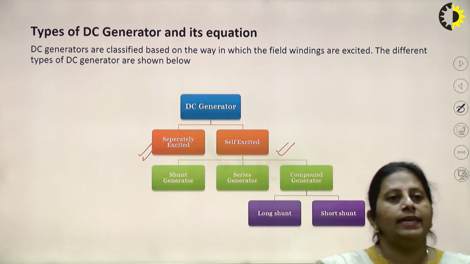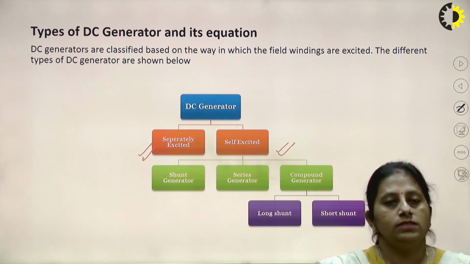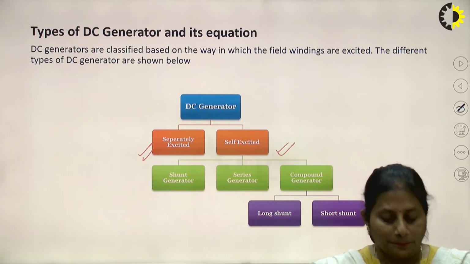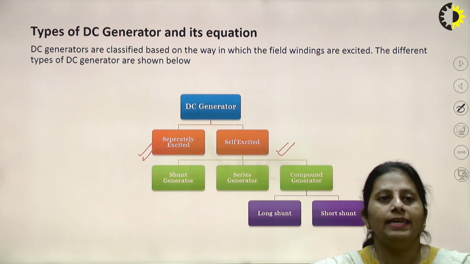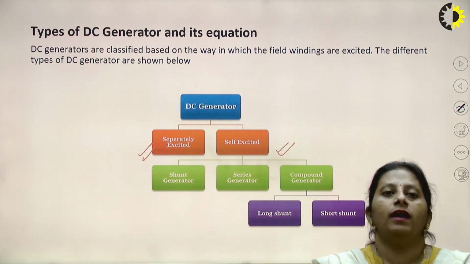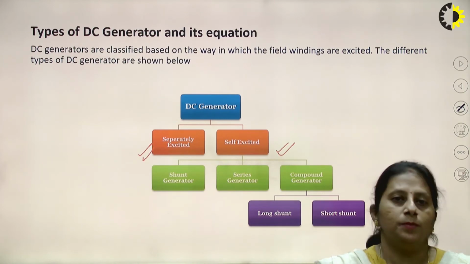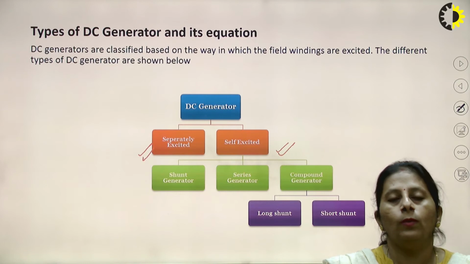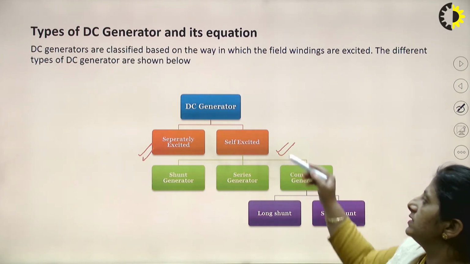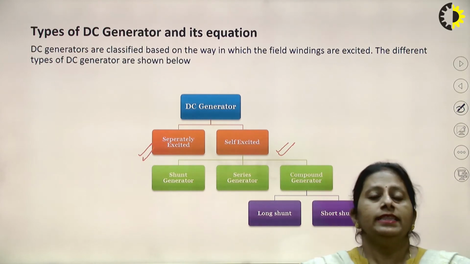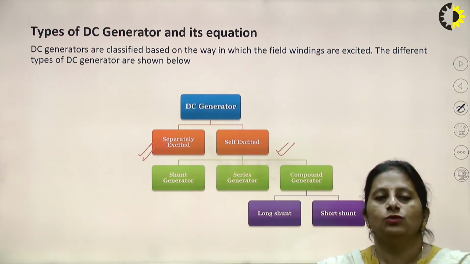What do we exactly get with separately excited? Separately excited are those DC generators where the field windings are entirely separated from the armature circuit and are excited in a separate manner. They are in no way related to the armature circuit, right? Whereas in the self-excited DC generator, the field windings are connected to the armature circuit in a certain fashion.